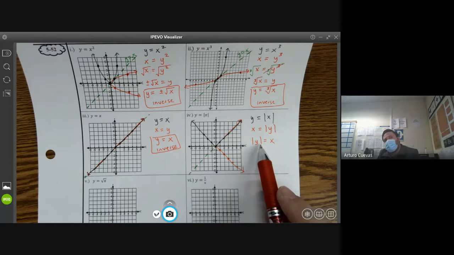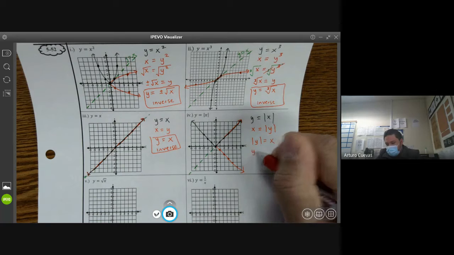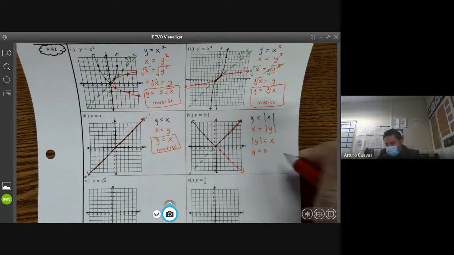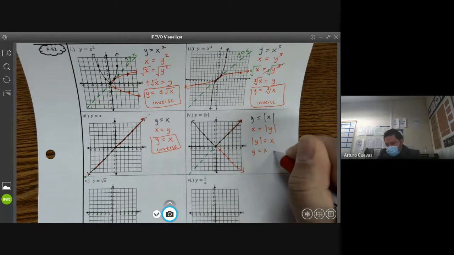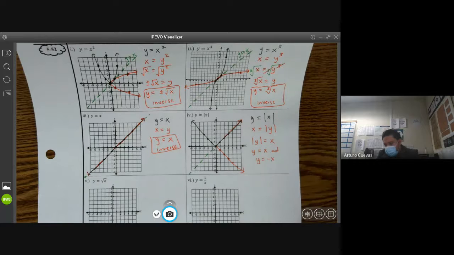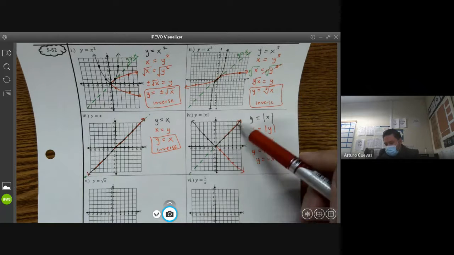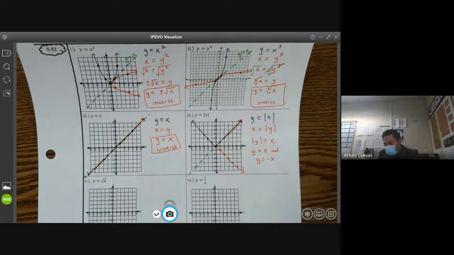Actually, we did. Didn't I tell you that to get rid of an absolute value, you have to set the inside equal to this and negative this? So you take y and set it equal to positive x. And you take y and set it equal to negative x. So isn't this positive x and negative x? It is.